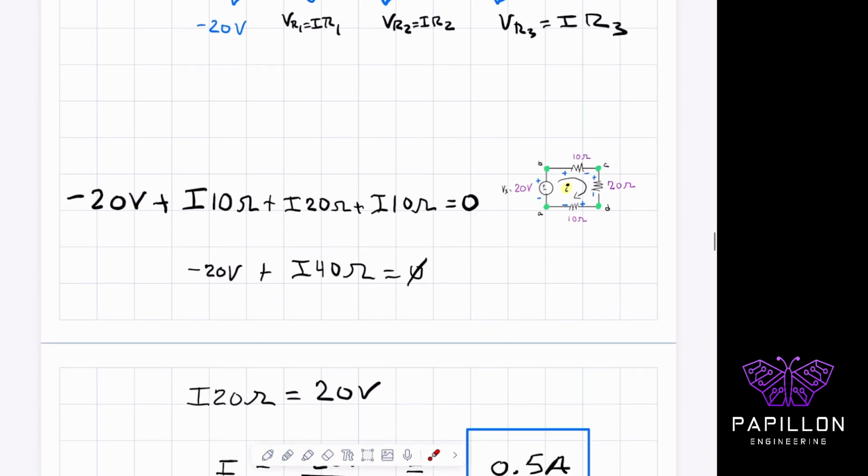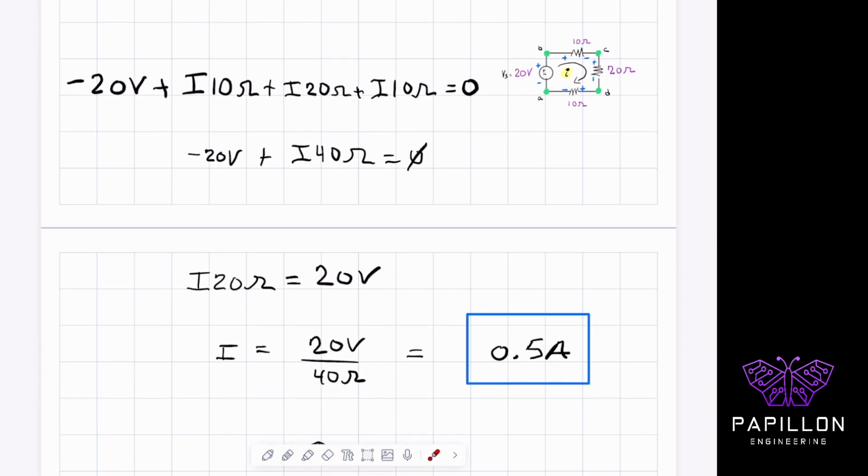So because of that, I can now solve this problem, and I get back that I times 40 equals 20 volts. By moving the minus to the right hand side of the equation, I get back I equals 0.5 amps. It's going to be the current through my circuit.